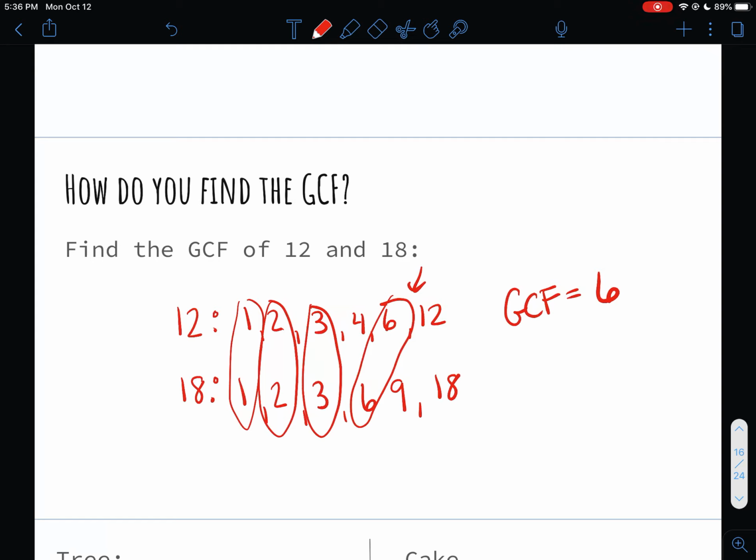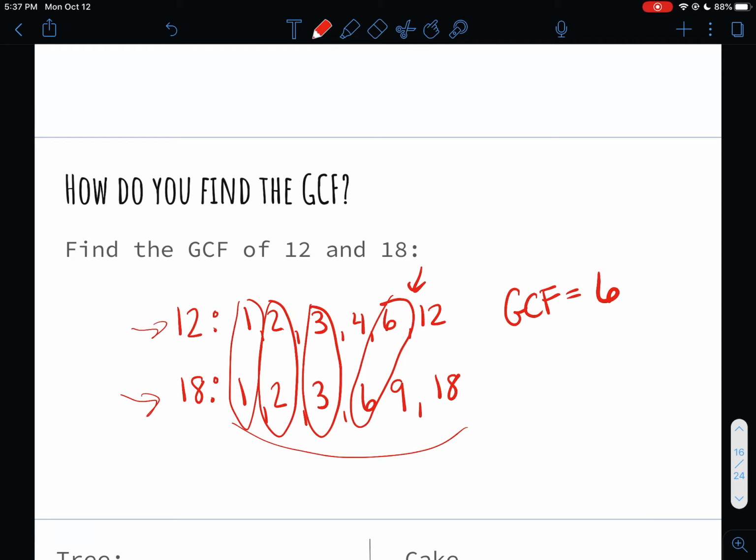So this method is totally fine. If you want to move forward using this, great, go for it. I was never a fan of this because one, I sometimes forgot factors in my list. I was very good at forgetting a factor. Two, as the numbers get bigger in 6th grade, we're not going to just do 12 and 18, we're going to do larger numbers. They're going to have a really long list of factors. So you could be listing factors for quite some time until you figure out the greatest one they have in common.